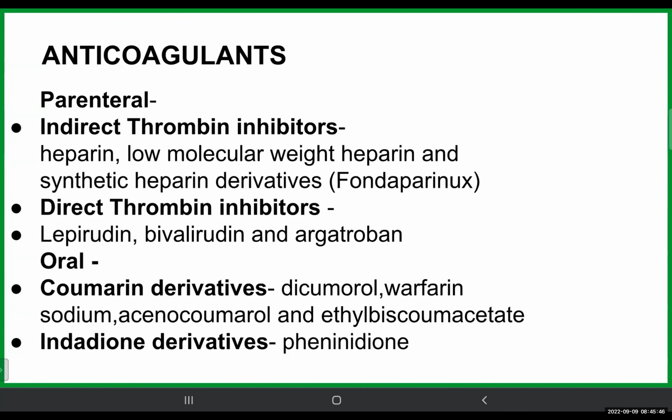And now the direct thrombin inhibitors like lepirudin, bivalirudin, and argatroban. Argatroban is excreted in bile, so it can be used in renal impairment patients as well. These all are parenteral. Now the oral anticoagulants, that is dicumarol, warfarin sodium, acenocoumarol, and ethyl biscoumacetate. And these are coumarin derivatives. And another one is phenindione, which is an indanedione derivative.